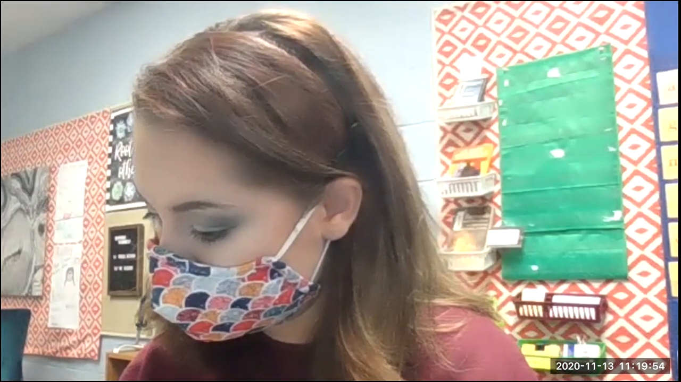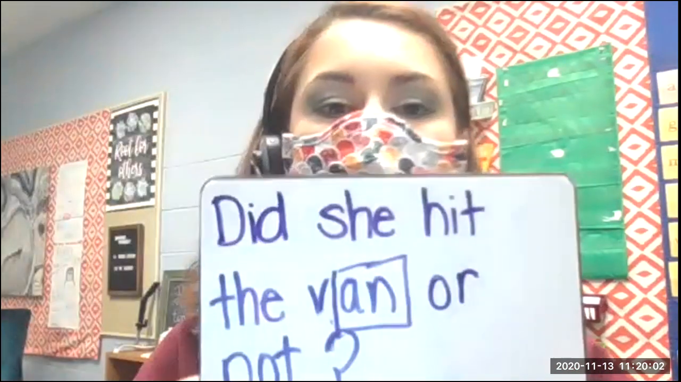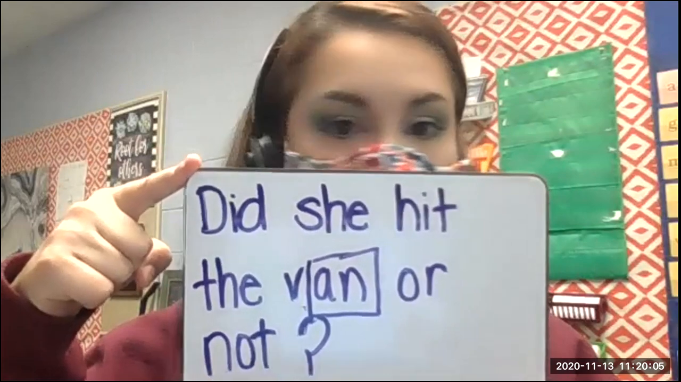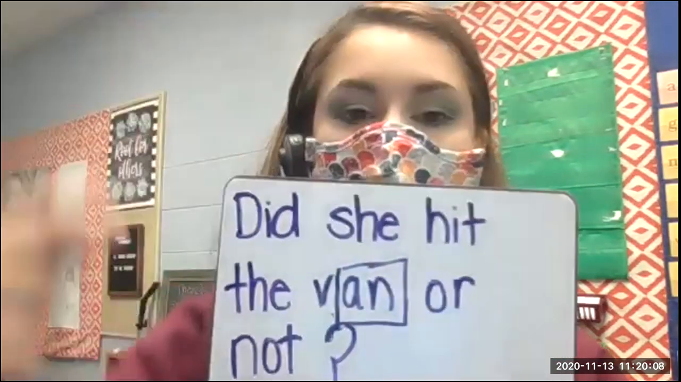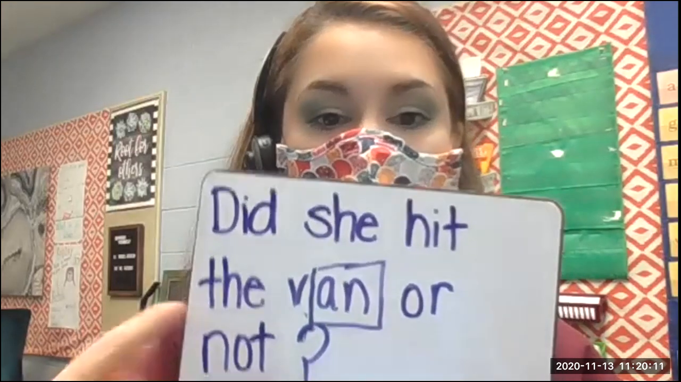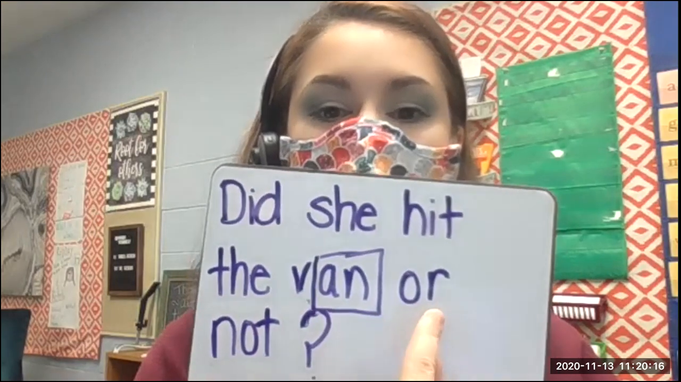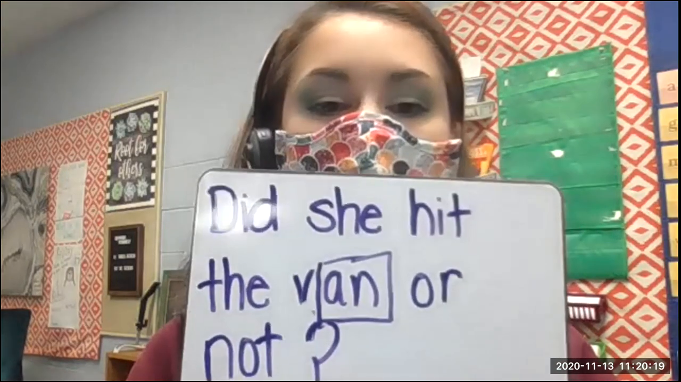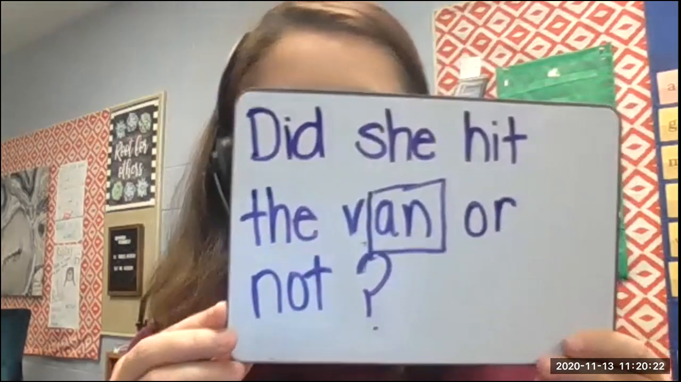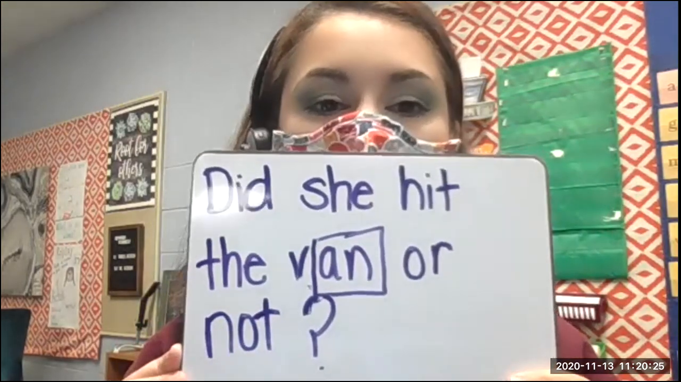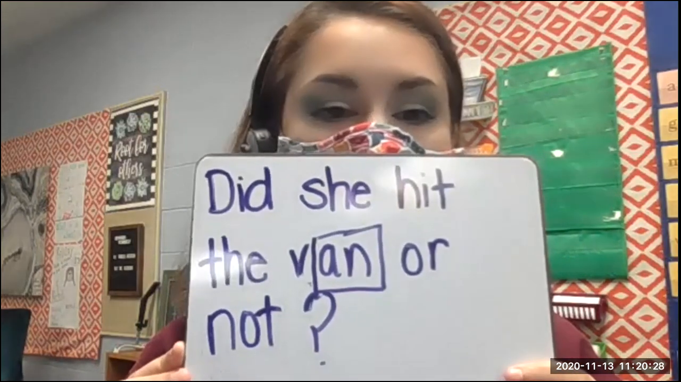And let's check it. Actually, let me fix one of my letters here so I can make it a little bit more clear. Okay. All right, let's see. Did with a capital D, because it's the beginning of the sentence. She hit the van. There's my welded sound, A-N. And look, I have a question mark at the end, because like I said, they're asking something. So we can't use a period, we have to use a question mark. If you need to fix anything, go ahead and erase and fix.